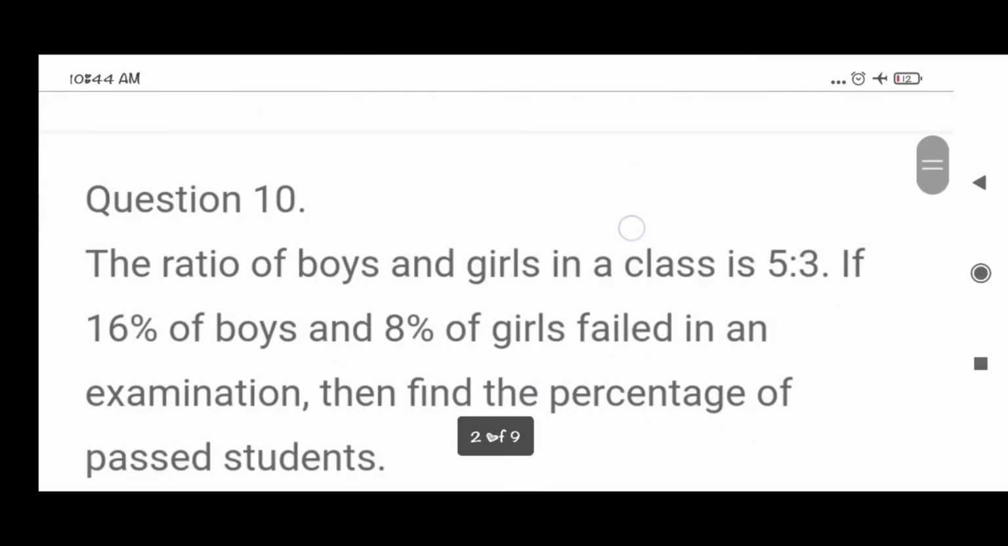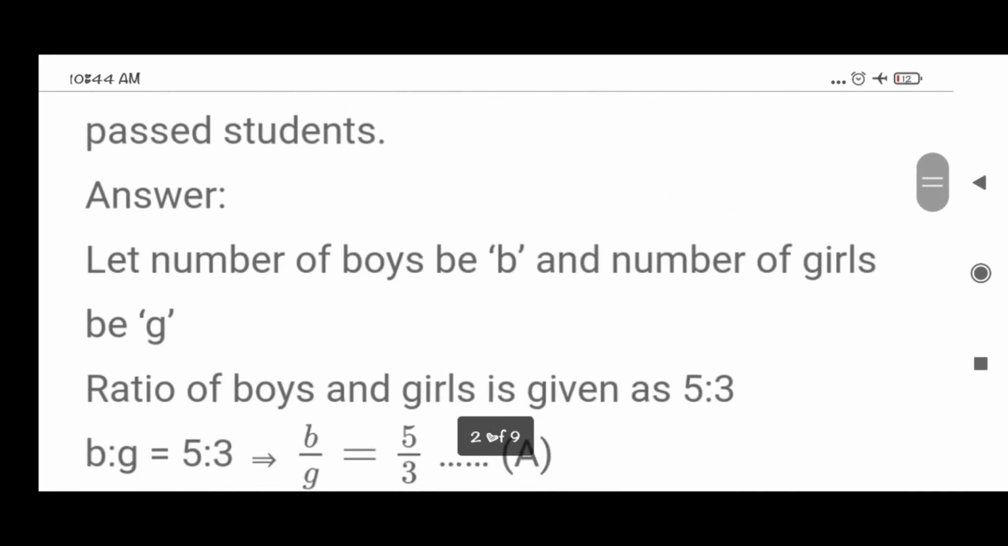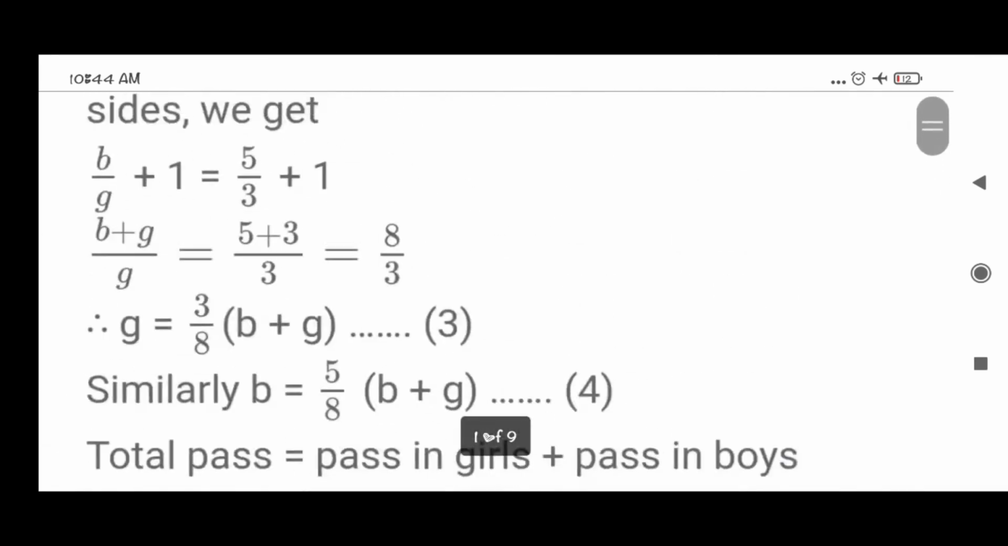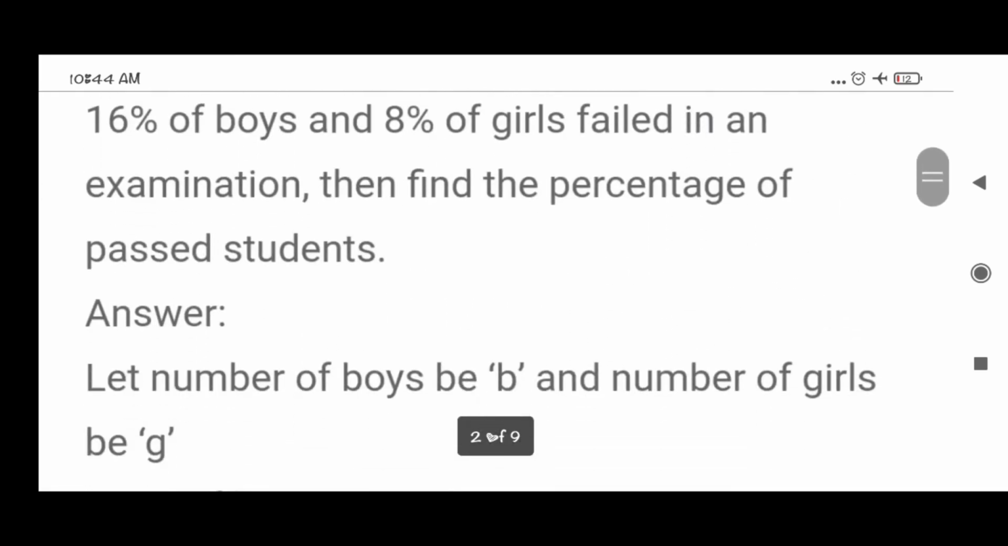When you see the next sum, the ratio of boys and girls in a class is 5:3. If 16% of boys and 8% of girls failed in an examination, then find the percentage of passed students. So this is the 10th and 11th sum. The 10th sum and the rest of the sums we will see in the next video. So watch the video carefully and do the given sums.